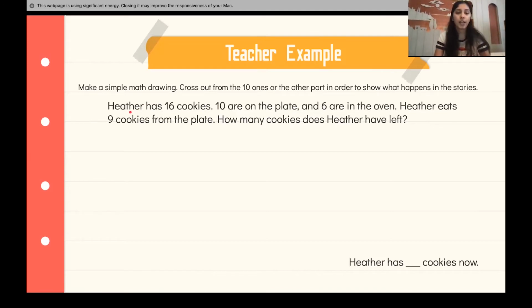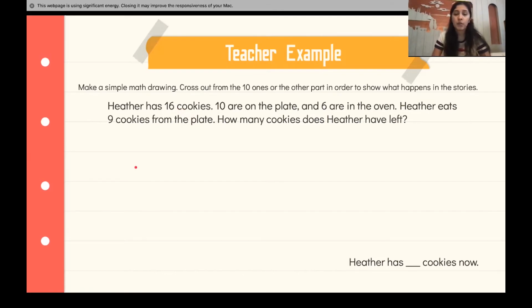It says, Heather has 16 cookies. Yummy. 10 are on the plate and 6 are in the oven. Heather eats 9 cookies from the plate. How many cookies does Heather have left? Okay. So how many did she have? Yeah. Heather had 16 cookies.